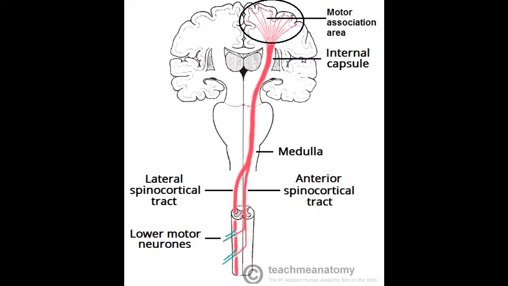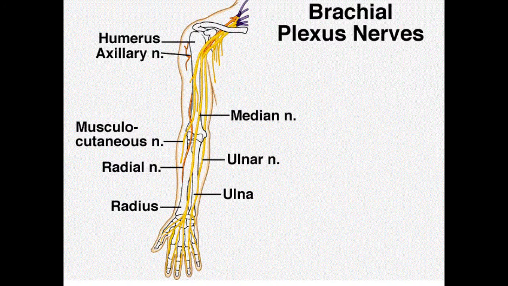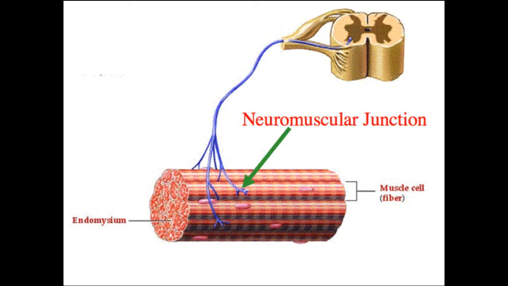This message is then carried down the spinal cord via the lateral corticospinal tract, which is a nerve pathway that sends messages through to the periphery of your body. The message then exits the spinal cord at the cervical section via a motor or an efferent neuron. The message will then travel through the brachial plexus nerves down the arm to the wrist via either the radial or ulnar nerve.